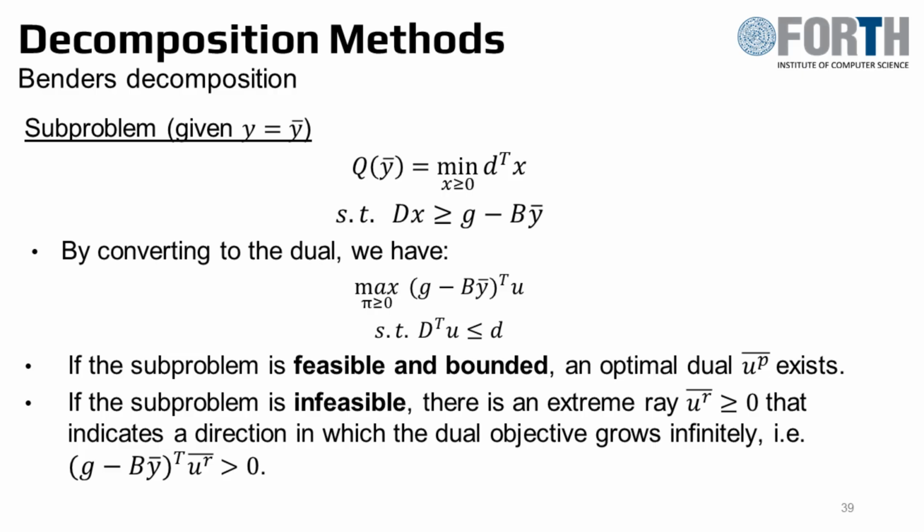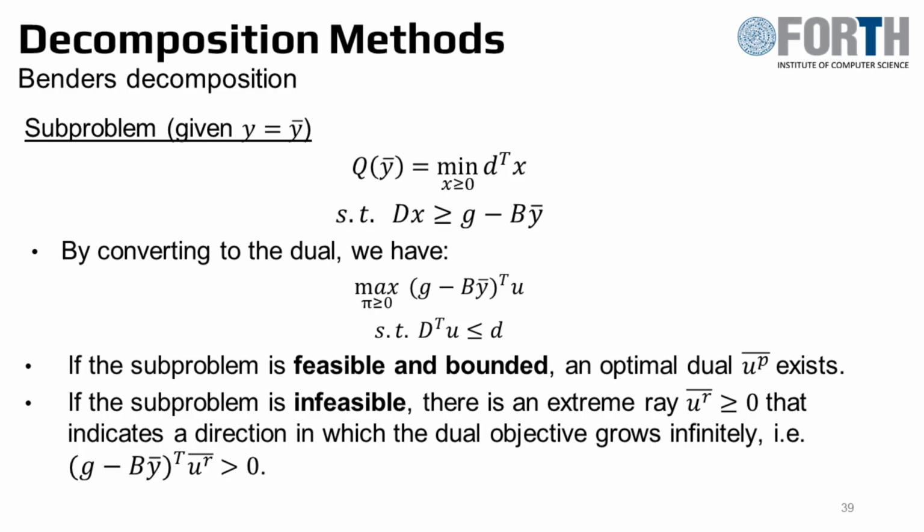Notice carefully the structure. The constraint Ay ≥ b does not appear in the subproblem. Those constraints involve only y and therefore belong to the master problem. The subproblem consists only of the linking constraints after substituting ȳ, and the non-negativity of x. So for a given ȳ, we solve a linear program in x. Now to derive Benders cuts, we convert this subproblem to its dual. The behavior of this dual problem determines what type of cut we generate. There are two cases.